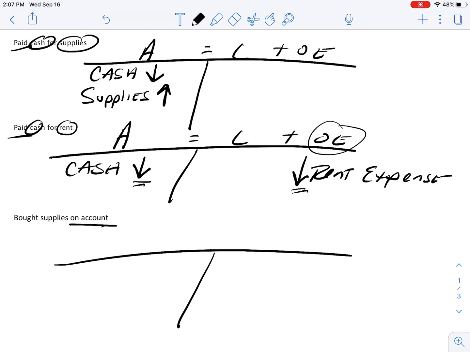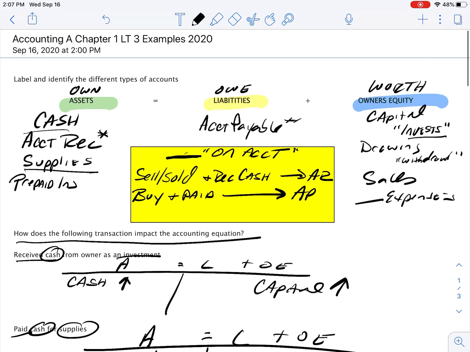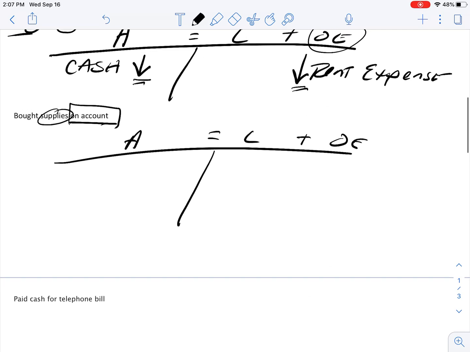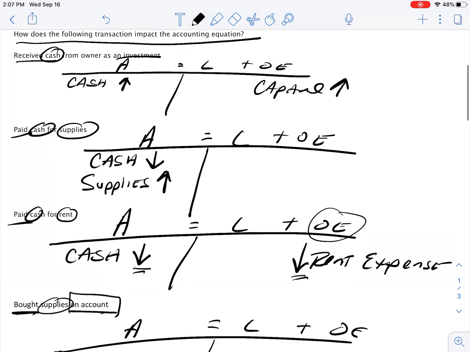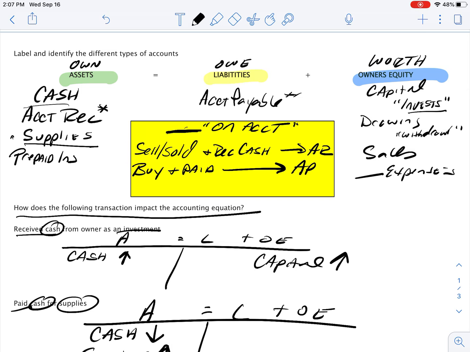Next, we move on to bought supplies on account. So here's that on account that we talked about, and we have supplies. We know that supplies is an asset. How do we know it? Because it's right up here. We looked at it there. Supplies is an asset, plus we own it, we use it, and we can turn it to cash. So let's do the easy one. Bought supplies. What are our supplies doing? Since we bought supplies, our supplies are going up. Now let's go to our on account. Let's go back up to here. If we buy something on account, what's it going to be?